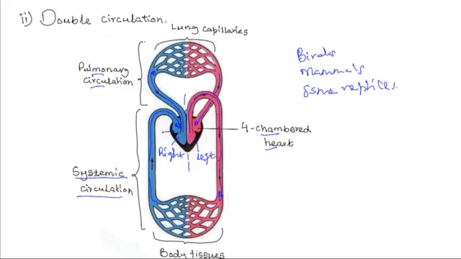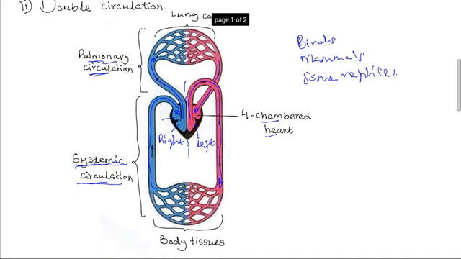And also, the fact that the blood is pumped twice means that the high pressure is maintained. Because in the first pumping, the blood flows through the pulmonary circulation, and then in the second pumping, the blood flows through the systemic circulation. So this maintains a relatively high pressure, which ensures a fast rate of flow, and therefore a more efficient delivery of nutrients and removal of waste materials.